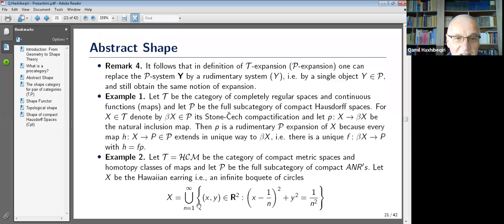Let us see this example. Let T be the category of completely regular spaces and continuous functions or maps, and let P be the full subcategory of compact Hausdorff spaces. For X in T, denote by beta X the Stone-Cech compactification, and let p from X to beta X be the natural inclusion map from X to its Stone-Cech compactification. Then p is a rudimentary P expansion of X, because every map h from X to P extends in a unique way to beta X, that is, there is a unique map f from beta X to P with h equal to f p.